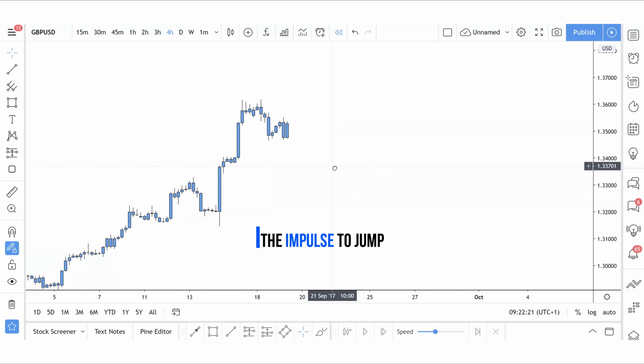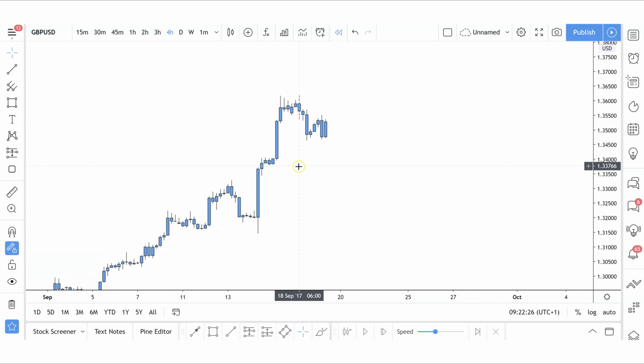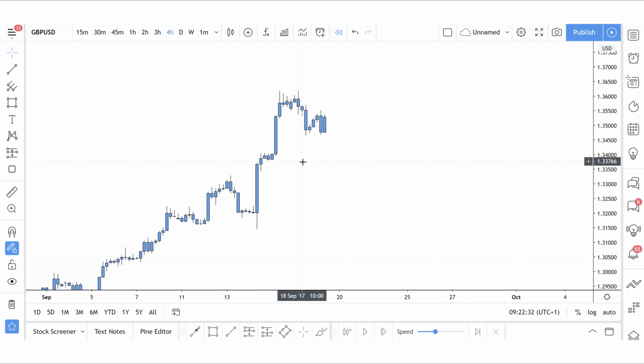Now, the impulse to jump into a trade can be very strong, or should we say the urge, whatever you want to call it, is very strong. And sometimes we need to really hone that in. So let's take a look at one example today, and we're going to go into a lot of detail. So I hope you're ready for this.